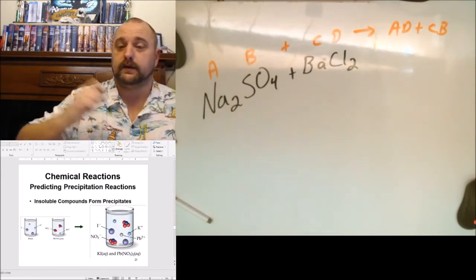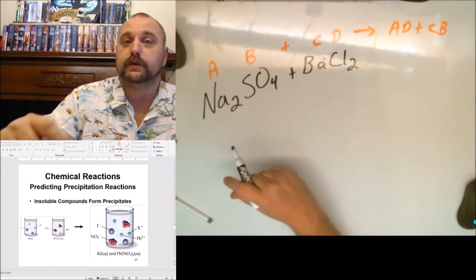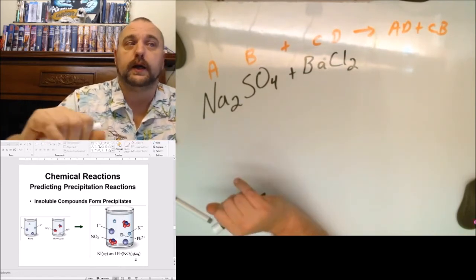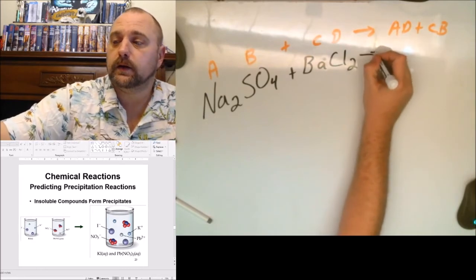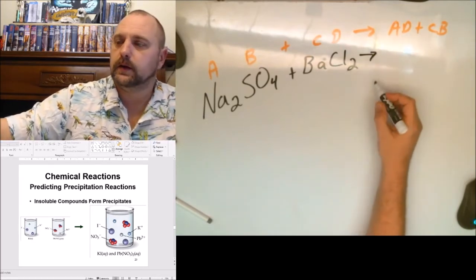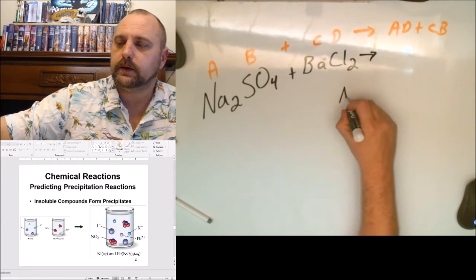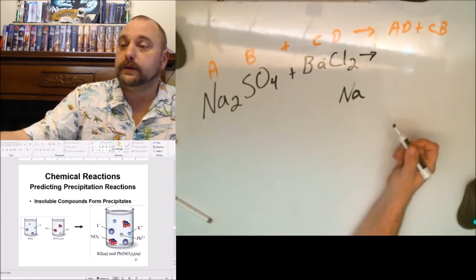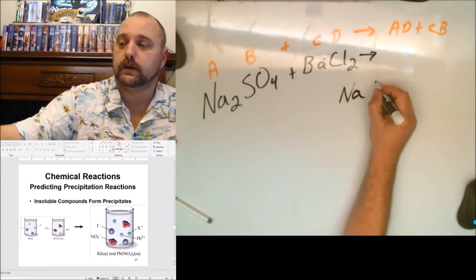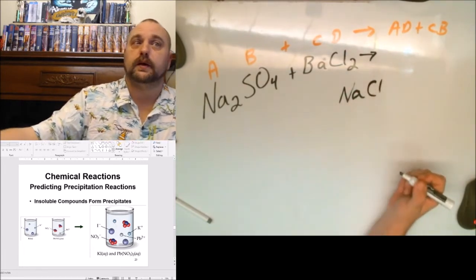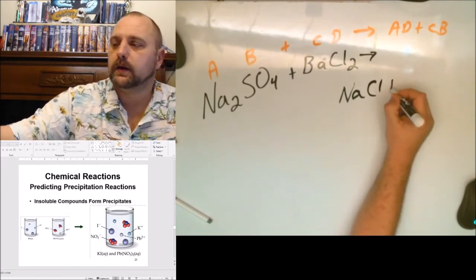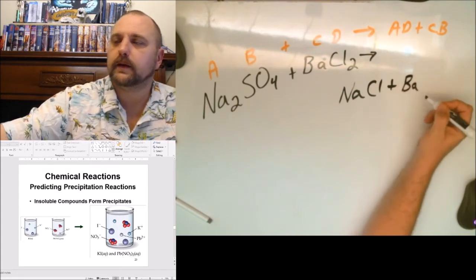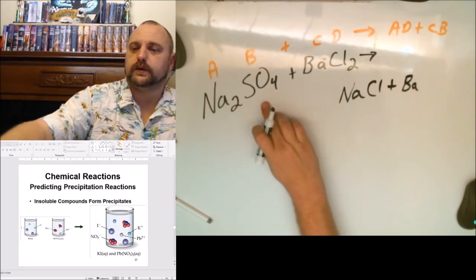Alright, now I can take these pieces. Do not bring the subscript unless it's part of the piece. So my A piece is actually sodium. It's not Na2. And so when I go to predict this, I'm going to bring it down just a little bit. It'll be Na. The D piece was Cl. Don't bring the subscript unless it's part of a polyatomic ion. The C piece was Ba. The B piece was SO4.